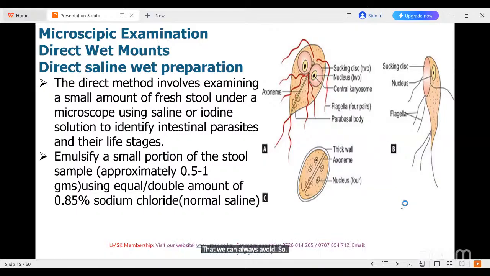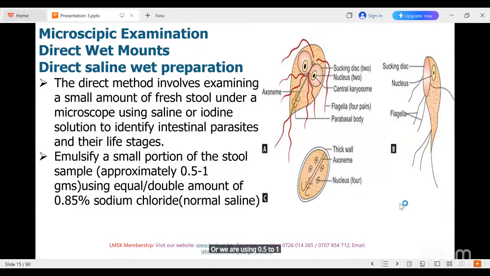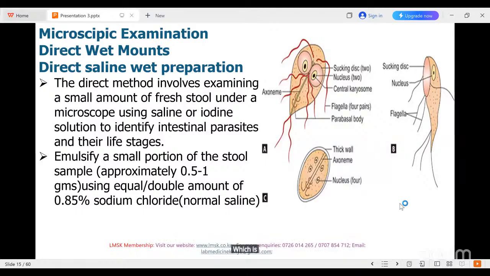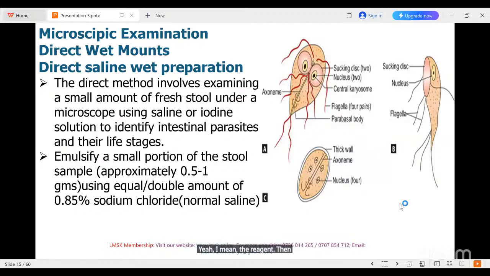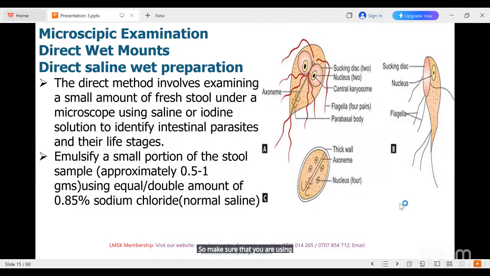So for direct methods, always remember that we're using 0.85% sodium chloride, or we are using 0.5 to 1% Dobell's iodine. When you are doing a direct method, make sure that when you have accepted a sample, you have already prepared 0.85% sodium chloride in the right ratio, because if you under-dilute, it will distort these parasites, they shrink, they crenate, and if you over-dilute the reagent, then your parasites are going to lyse, and you will miss them during examination. So make sure that you are using the right ratio and the right percentage.